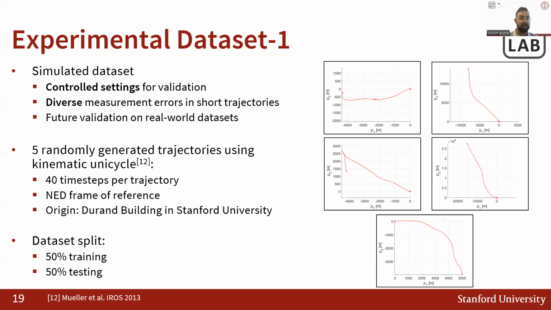For our simulated data set, we use 5 randomly generated trajectories using the kinematic unicycle model, where we utilize 40 time steps per trajectory. These trajectories are generated in the NED frame of reference, where the origin is set to be the Durand building at Stanford University. The data set splits include 50% of the data, which was used for training, and the remaining 50% was used for testing.